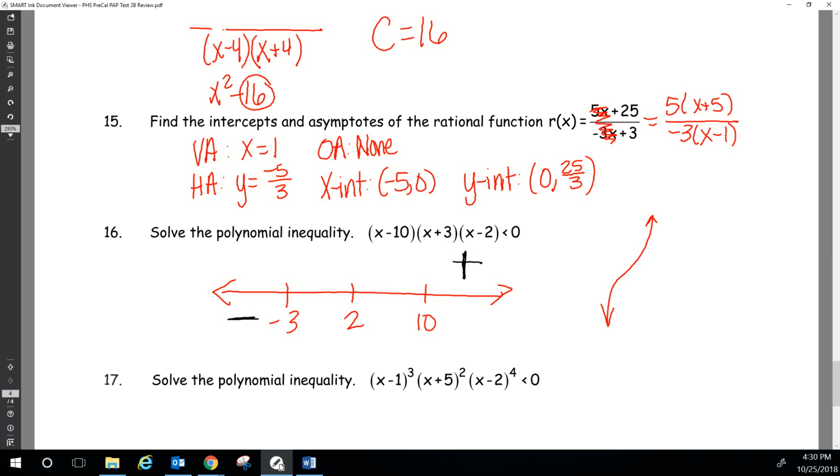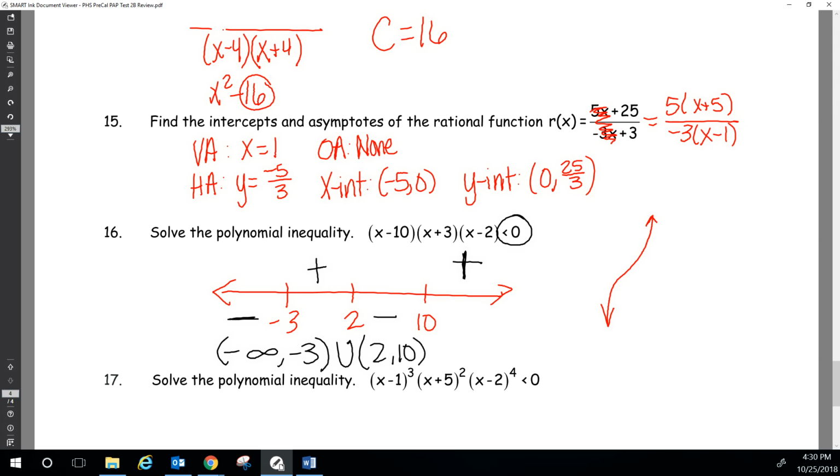And each of these guys has a multiplicity of 1, so I'm going to cross at each of my zeros. All right, and then it asks, when is it less than 0? So I'm less than 0 between negative infinity and negative 3, and between 2 and 10.